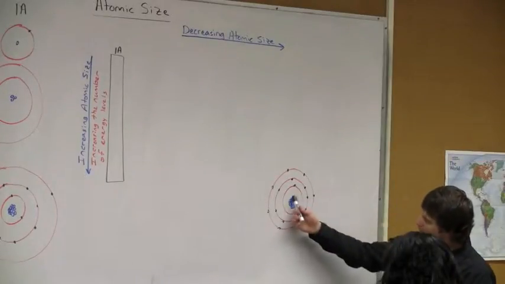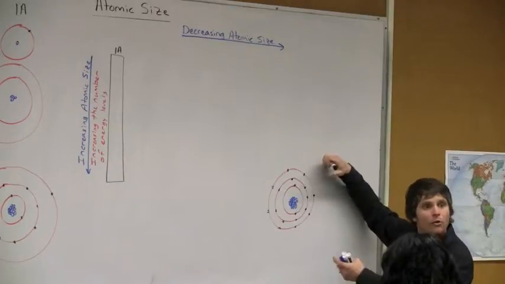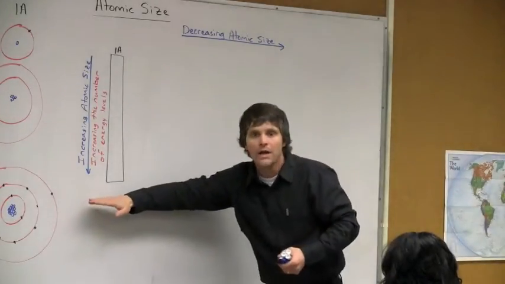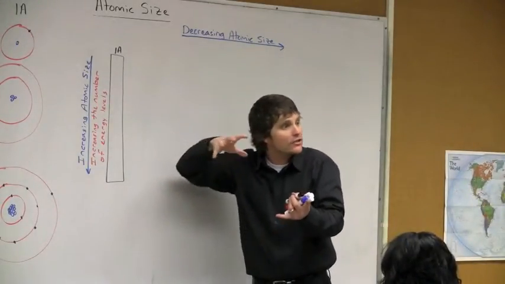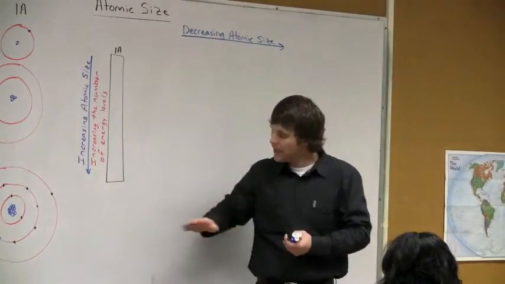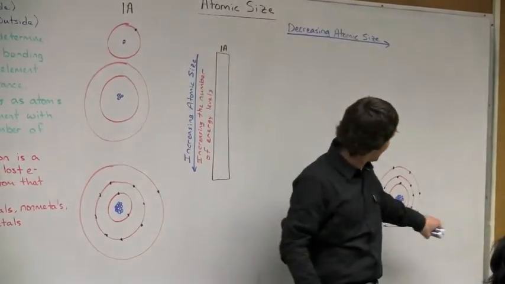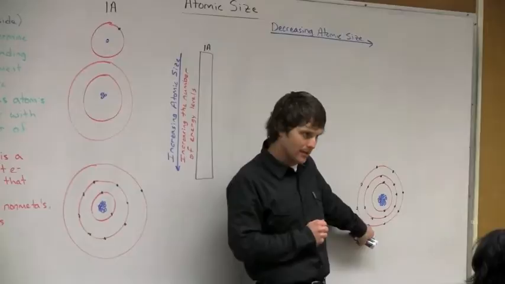As you know, positive protons are attracted to negative electrons, and so what happens as you go across a row, it's more positives and more negatives, they start squeezing in on each other because they're attracted more. 11 protons and 11 electrons are attracted to each other less than 18 protons and 18 electrons.